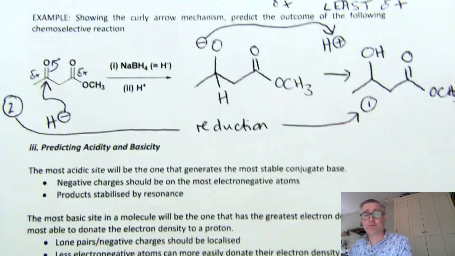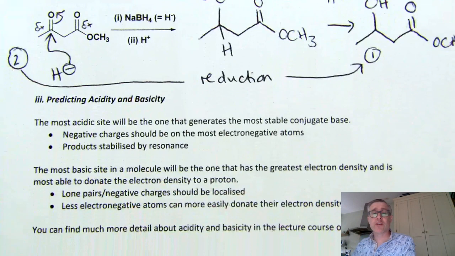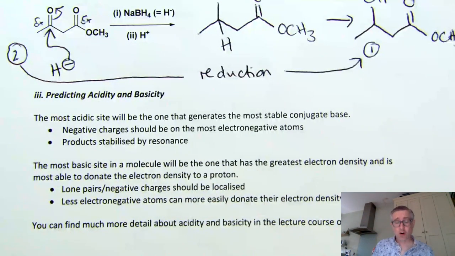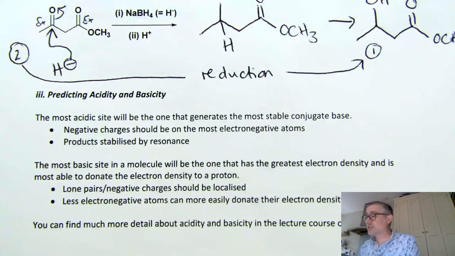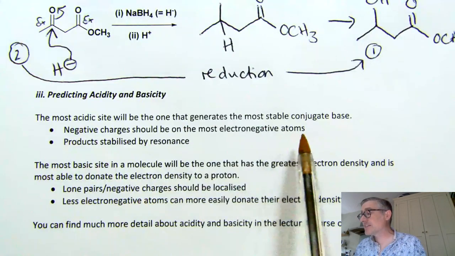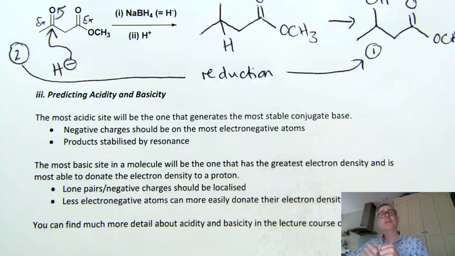The final thing that we can predict, that I'm not going to talk very much about because you have a whole course on acids and bases, is which sites are the most acidic and which sites are the most basic. Generally speaking, acidic sites will generate a stable conjugate base. When you've deprotonated them, they make something stable. Maybe they have negative charges on electronegative atoms. Maybe they have products stabilized by resonance.